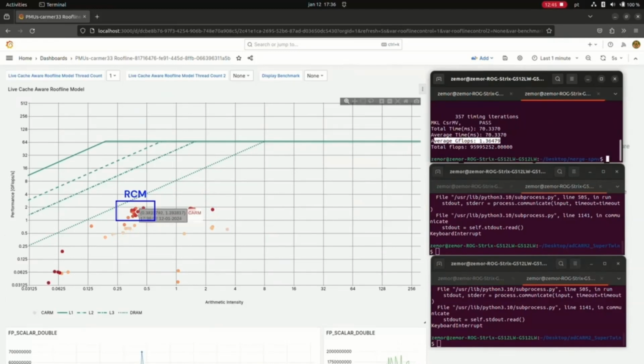Of course, we have system noise, but as you can see, most of the dots stayed around this 1.3 gigaflops area, which shows you that our LiveCarm can be accurate even with real-time readings.